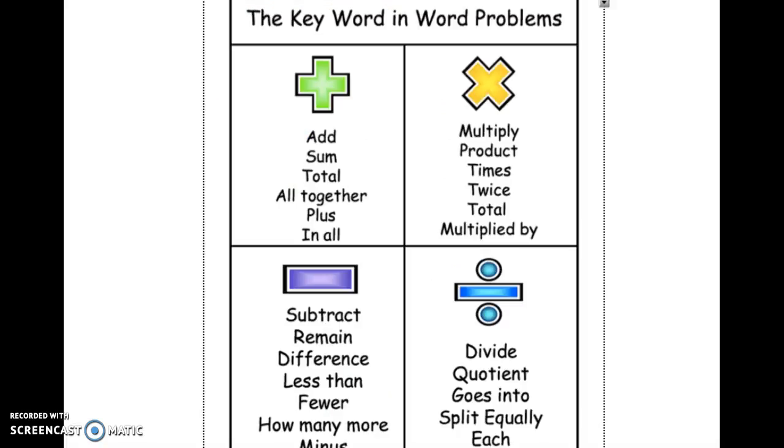Okay? Something else that can help you with word problems is understanding the key words in word problems that relate to the problems that you're solving. Ones that we're going to see a lot of today are words that represent adding. So add, sum, total, all together, plus, in all. When you see these words in a word problem, it means that it's asking you to add. Sometimes it does say add, but oftentimes it'll say all together, how many do they have?